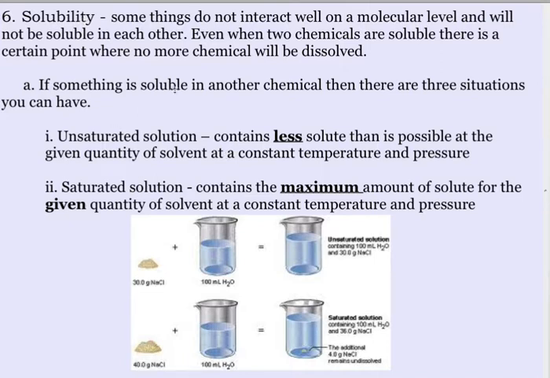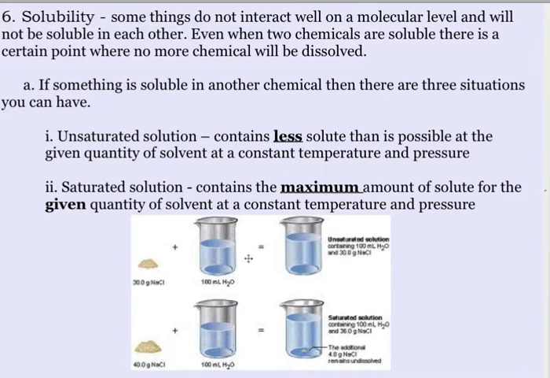So if something is soluble, you can have three situations. You can have an unsaturated solution, which contains less solute than is possible. Basically, you could dissolve more into that solution if you wanted to. A saturated solution contains the maximum amount. So if you can dissolve 60 grams in a certain amount of water, then that's how much is dissolved. No more would happen.